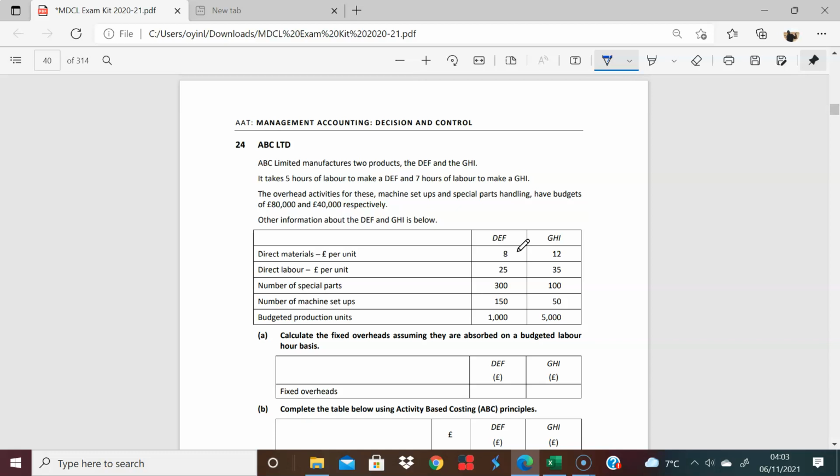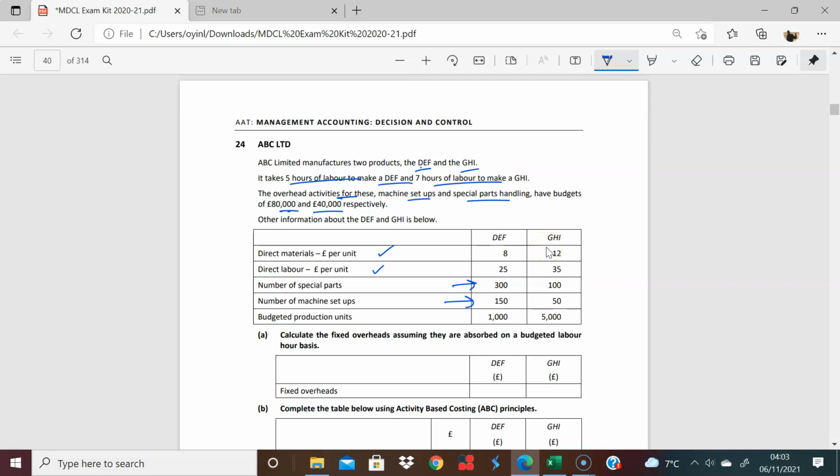So it says that ABC manufactures two products, the DEF and the GHI. Very creative there. It takes 5 hours of labor to make a DEF and 7 hours of labor to make a GHI. And so the overhead activities for these machine setups and special parts handling have budgets of 80,000 and 40,000 respectively. And of course, again, this is not our problem. We have direct materials, we have direct labor, and we are given the special parts and the machine setup. So if we need to do some ABC work, we can as well. So this is the total special parts for all of it, total machine hours, and those are our production units.